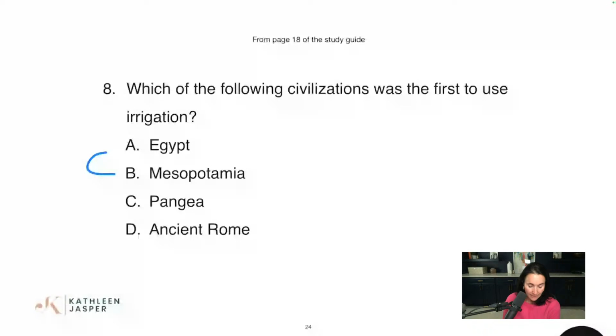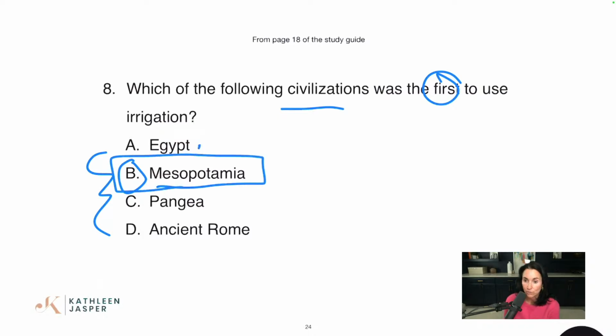Let's have a look. Again, you may not know this because who's thinking about this? Which of the following civilizations was the first to use irrigation? Okay, important. Mesopotamia, the cradle of civilization, they were the first to use it. Egypt perfected it from the Nile River, but Mesopotamia was the first to use it.